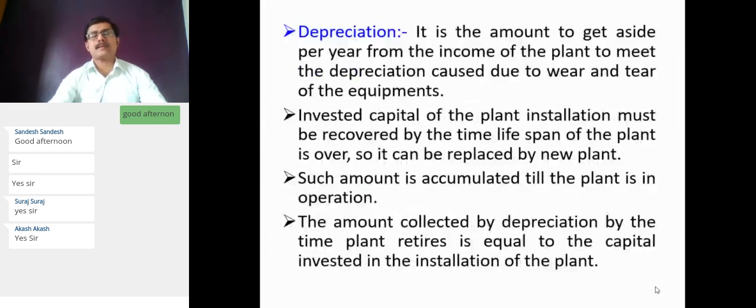Depreciation, so we have seen that some amount must be kept aside every year, because due to wear and tear the performance of the equipment will go down as it becomes older. Once the life of that equipment or plant is over, it needs to be replaced with a newer one. So you have to keep some amount aside so that you can replace it at the suitable time. That is the cost of depreciation.